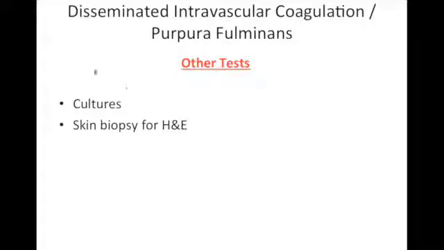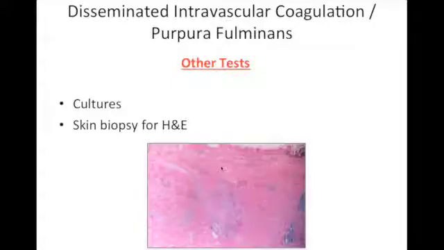Cultures and skin biopsies should be performed. Obviously, cultures and skin biopsies to exclude vasculitis and to exclude infections like generalized systemic fungal infections in immunocompromised patients.